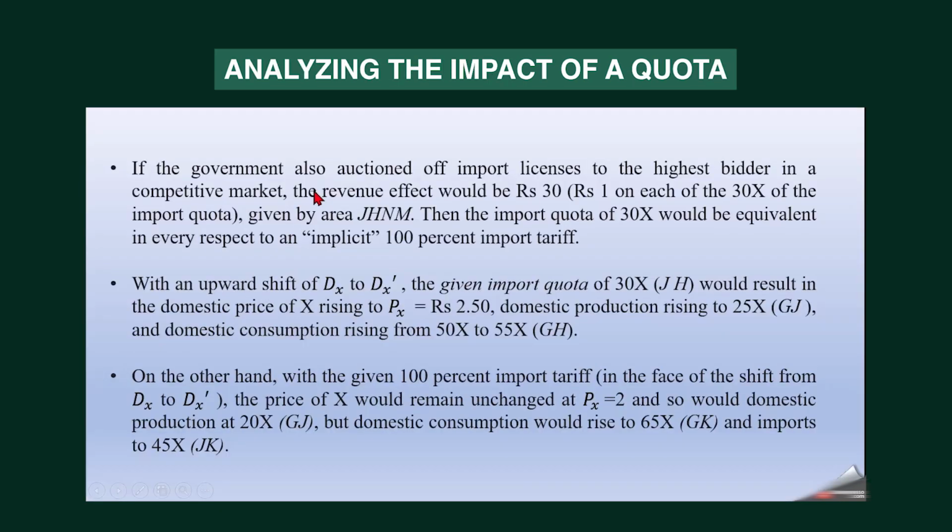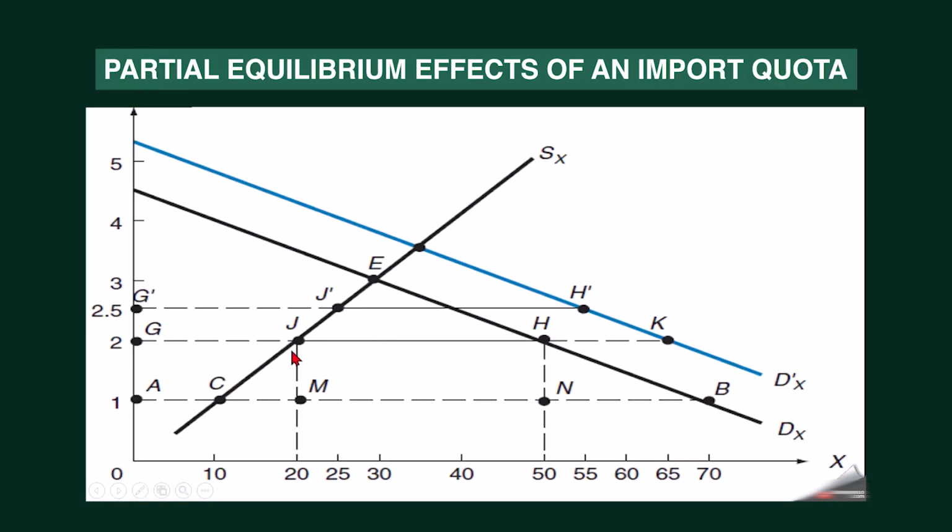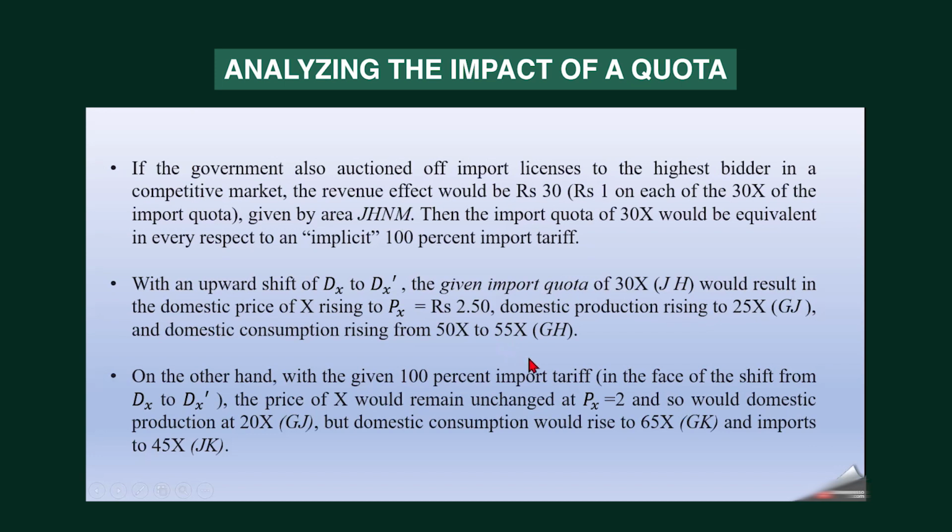Suppose we are trying to analyze the impact of this import quota, and the government has auctioned this import quota. If 30 units are imported and suppose 1 rupee per quota is charged, the tariff will create a revenue effect of rupees 30, which is shown by the area of JMNH. Now, this is the impact of the import quota.